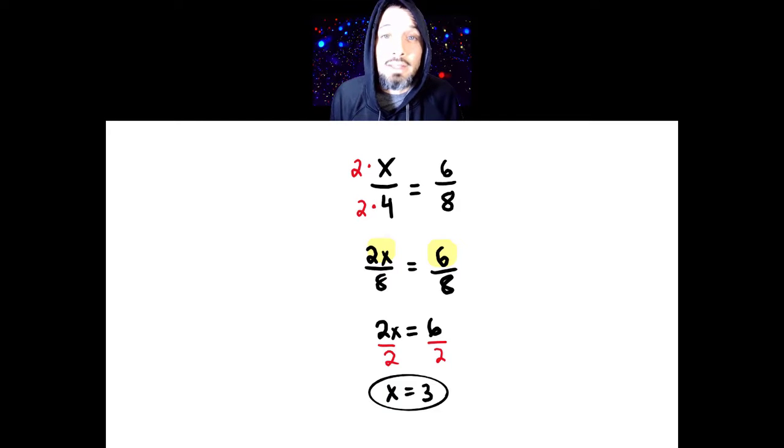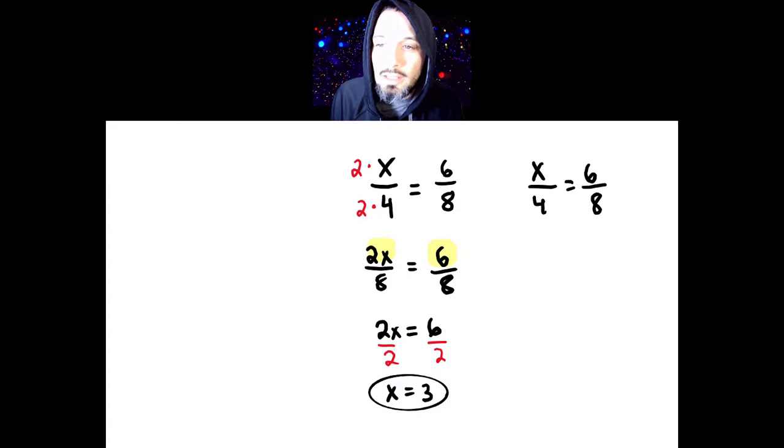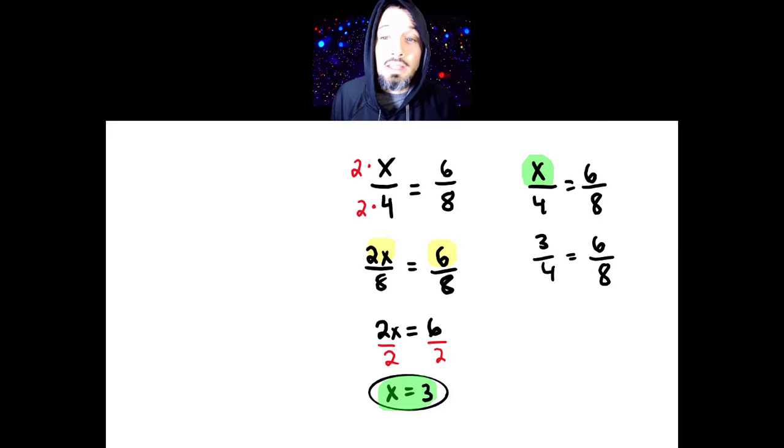And if I wanted to double check that that makes sense, I would rewrite the original problem. X over 4 equals 6/8. I'm going to replace the x with the answer I got, which we got here. X is equal to 3, so I'm going to replace the x with the 3. And I'm going to get 3 over 4 is equal to 6/8. And we can see that if I were to rewrite these into a common denominator, I would have to multiply the numerator and denominator by 2 here, so that the denominators match up at 8. And I would get 6/8 is equal to 6/8. So these two fractions are equivalent.